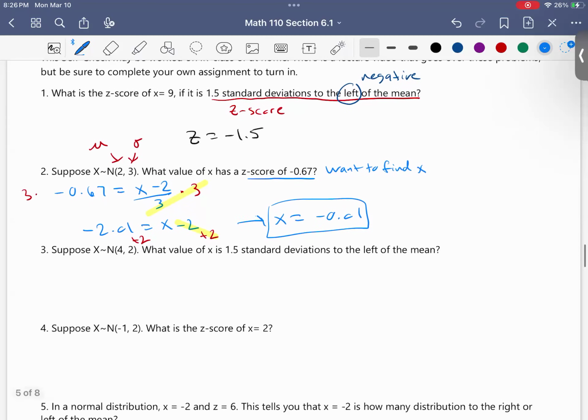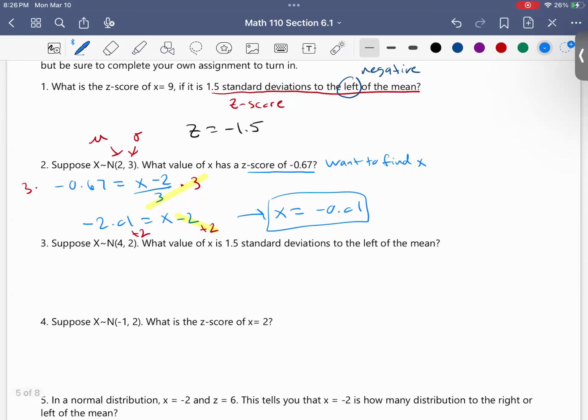Okay, let's try out another one. So question 3, suppose we have a normal distribution. Mean is 4, standard deviation is 2. What value of x is 1.5 standard deviations to the left of the mean? So what this statement means right here is z equals negative 1.5, like in that first question. So let's put all this together in our z-score formula and get our value. So here we'll have negative 1.5 equals x minus 4 over 2.